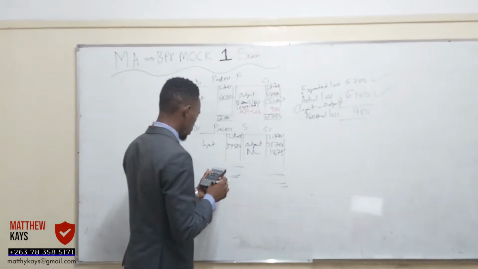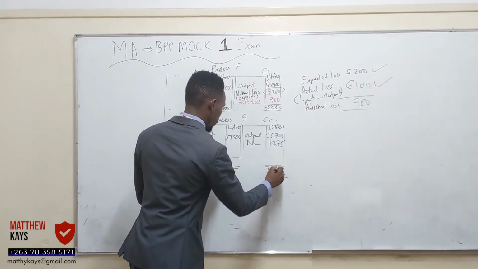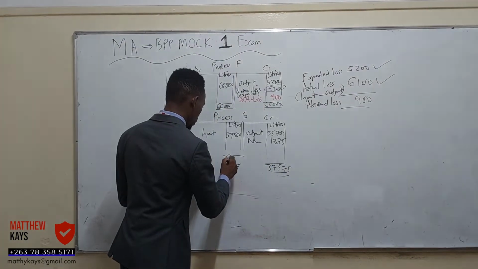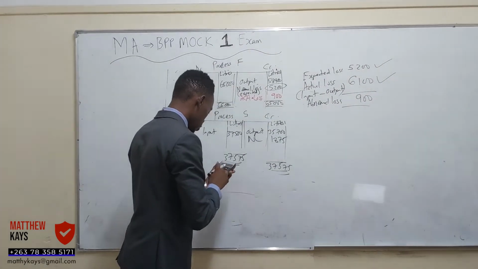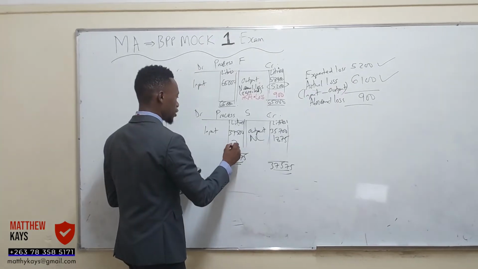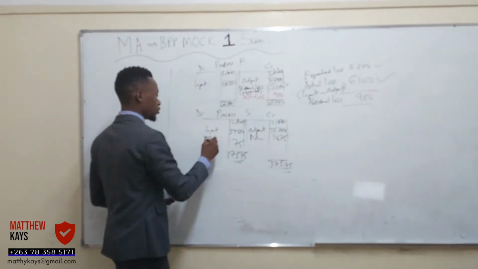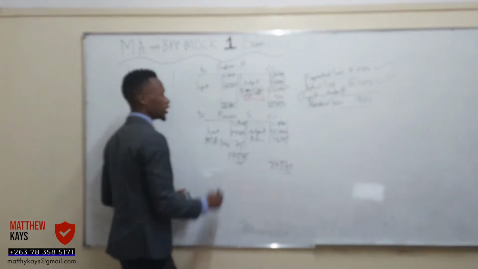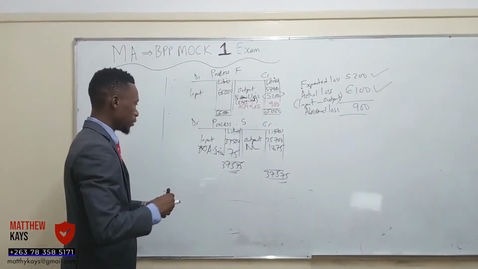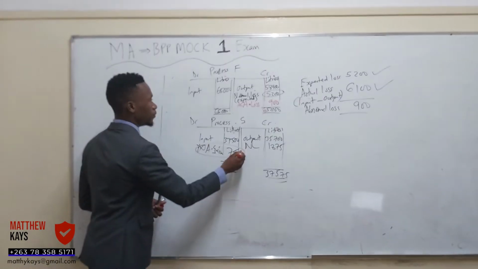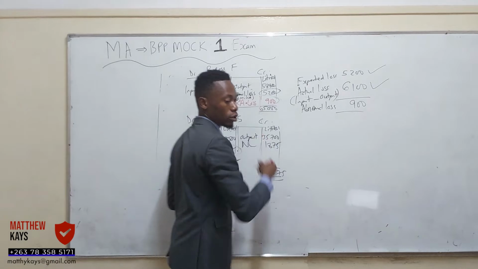Which one is greater there? This is 35,575. Sorry, 37,575. For a turn off, I'm seeing 75. So this side is abnormal gain. So for G we have an abnormal gain. For F we have an abnormal loss.